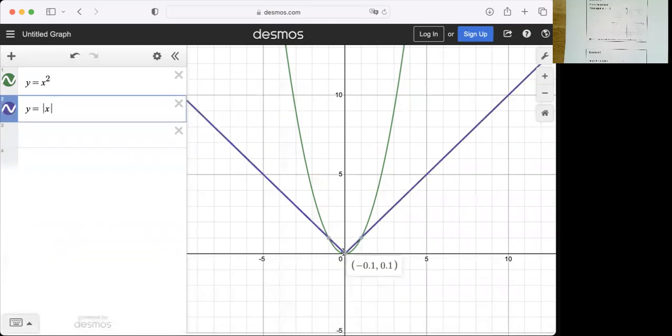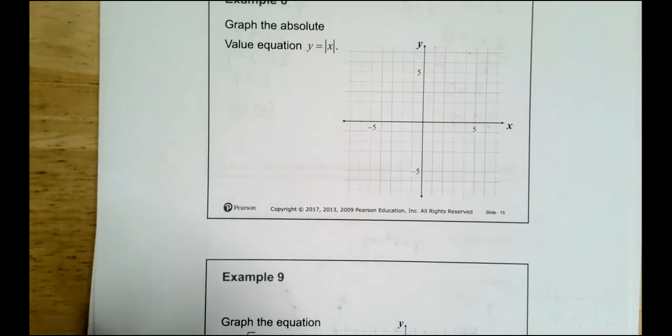Good. At x is 0, y is 0. At x is 5, y is 5, right? You can kind of tell that they are matching each other. At x is negative 5, y is again a positive 5. Helps you understand what the equation is doing.